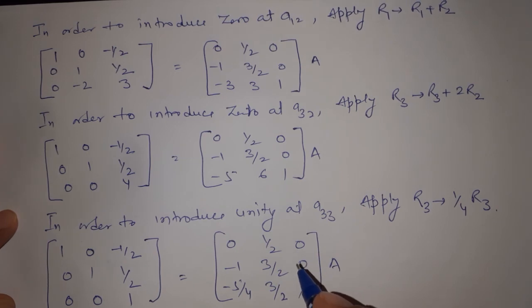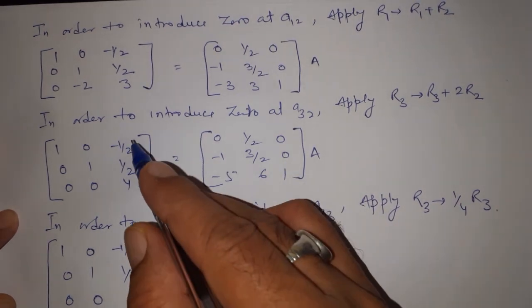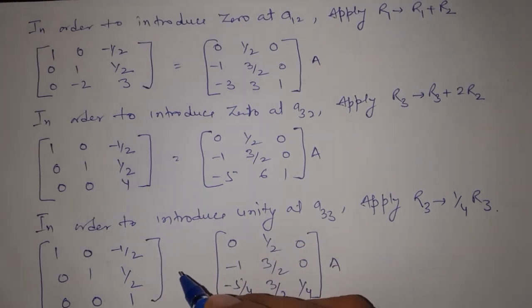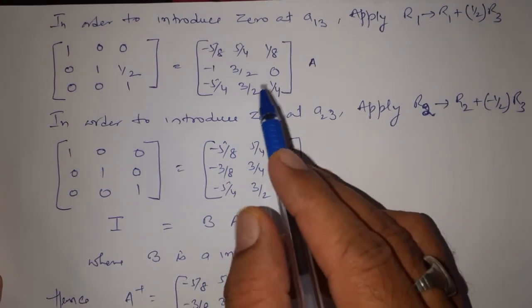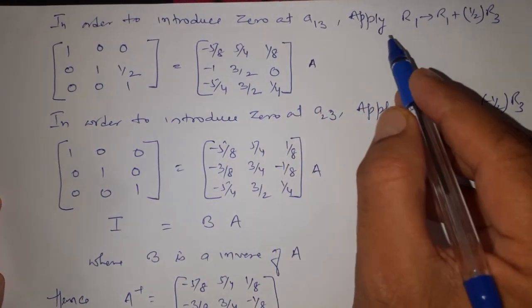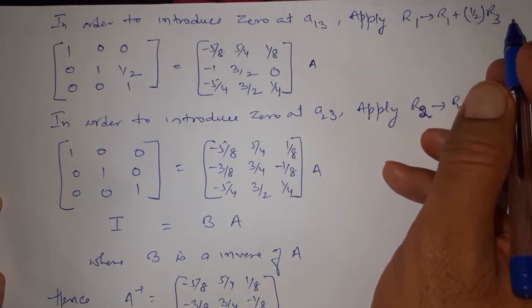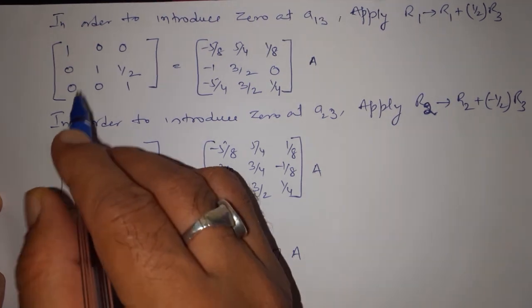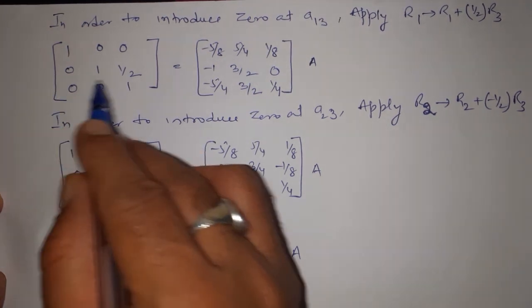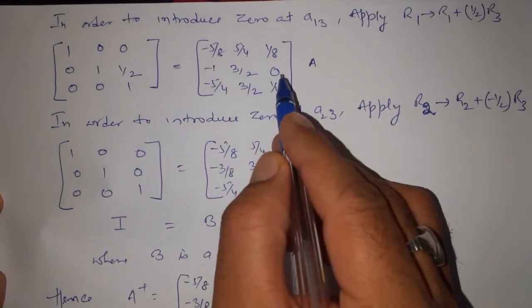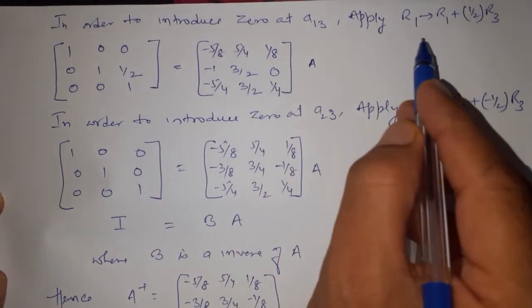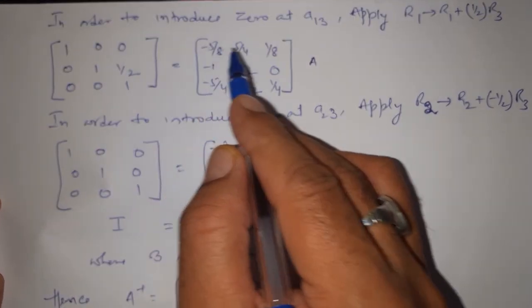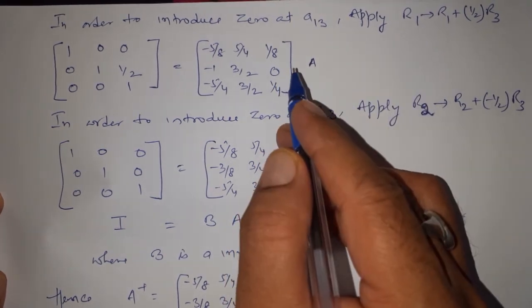Now we have to introduce, guys, 0 in column 3 other than A33. So how will we go for this? Look at it. Now in order to introduce 0 at A13, apply R1 tends to R1 plus half of R3. So which row is going to change, guys? R1. So R2 and R3 will remain the same. When you apply this operation to the previous slide, the first row is 1, 0, 0, minus 5 by 8, 5 by 4 and 1 by 8 multiplied by A.